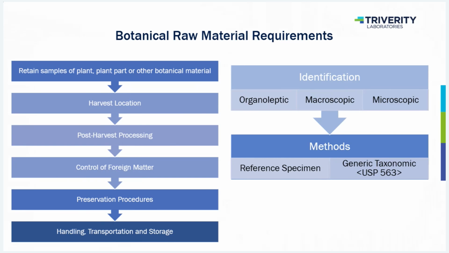The methods that we use, there's a USP 563 for ID of botanical materials. And then you also can get a reference specimen. Sometimes you can purchase one or you develop one in-house.